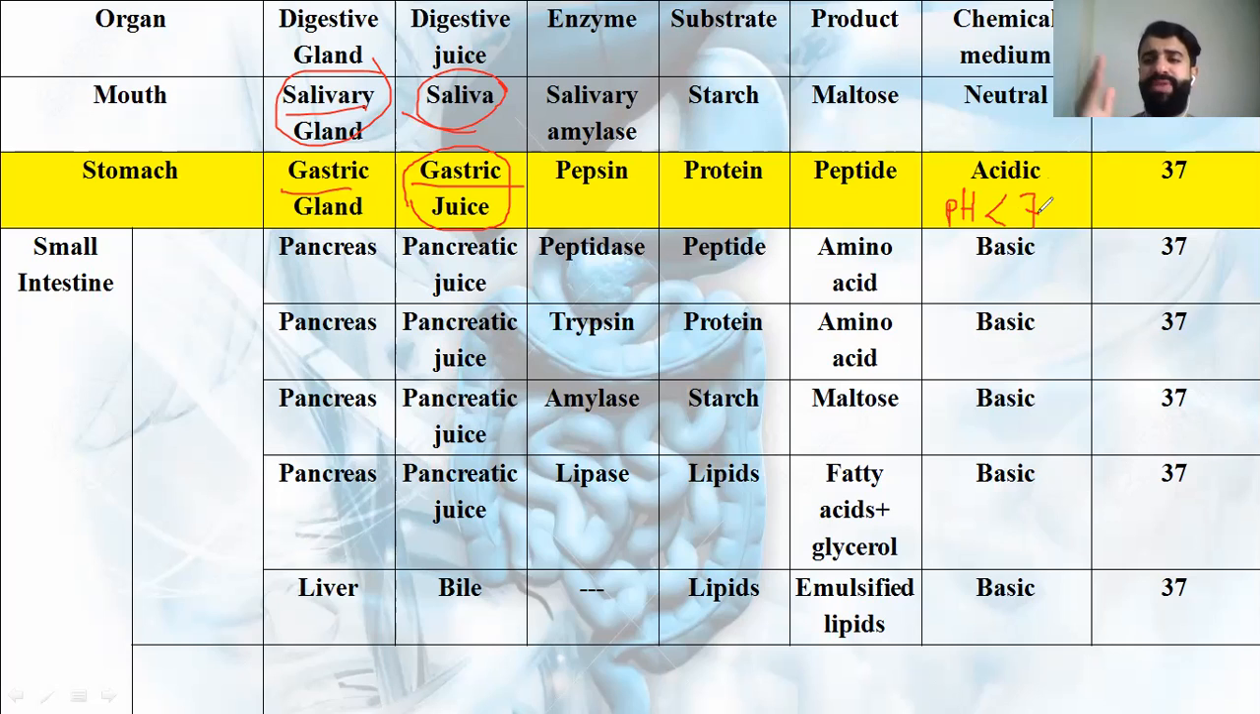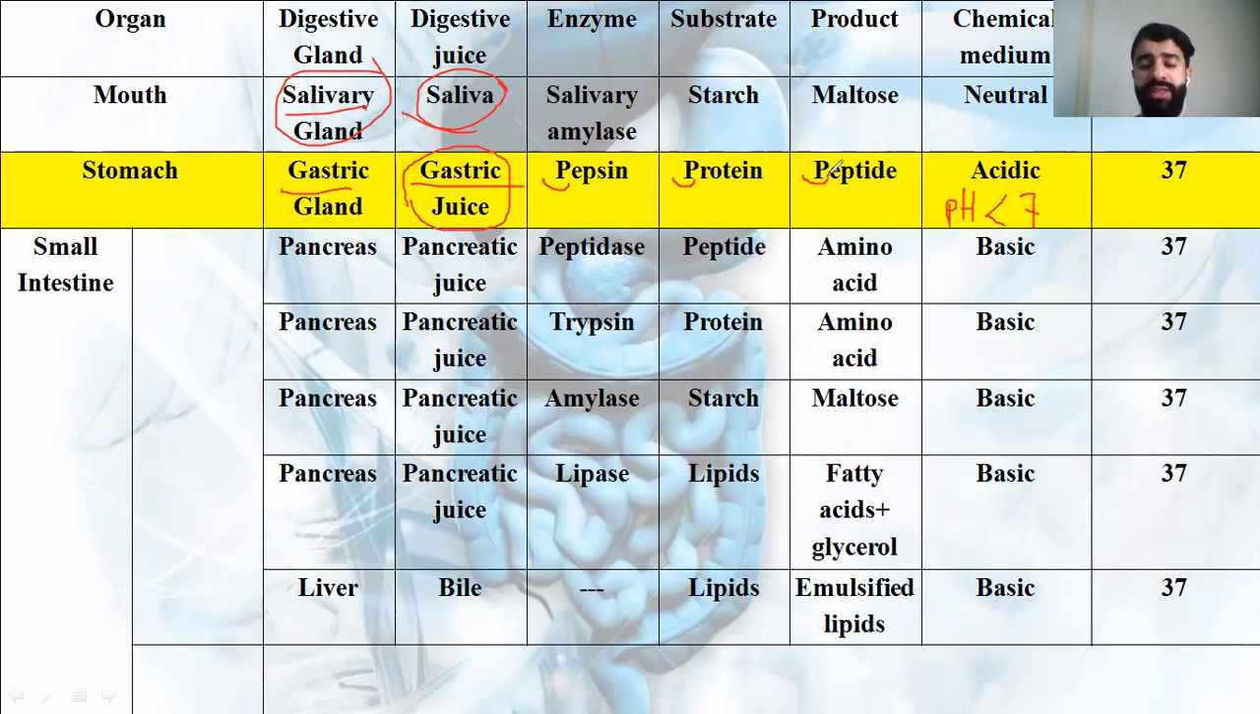How can we study pepsin, protein, peptide? Pepsin, let's start with the letter P. Works on protein, starts with the letter P. To give peptide, starts with the letter P. So we have three P's: pepsin, protein, peptide. Pepsin works on protein to give peptide, and the medium is acidic. Always the temperature is 37 degrees Celsius.